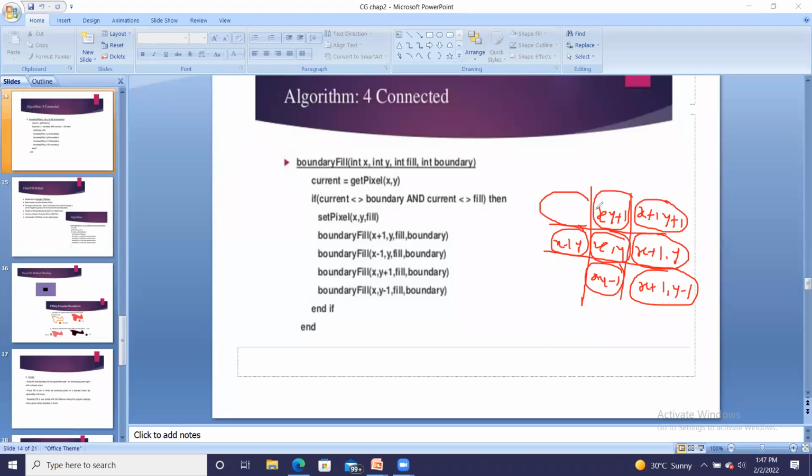Then this pixel will have x minus 1, y plus 1 value, and this pixel will have x minus 1, y minus 1. So in that way, you will call this boundary fill method for these 8 pixels. Getting it? So that is about the 8 connected algorithm.